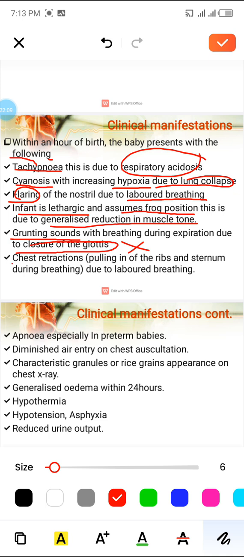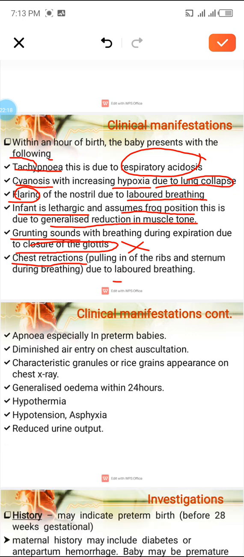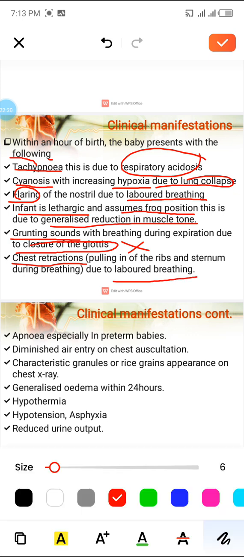Then there will also be chest retractions. Chest retractions are the pulling of the ribs and the sternum during breathing. This is as a result of labored breathing. That's why there will be chest retraction. So obviously you know what it means: pulling of the ribs and the sternum during breathing.